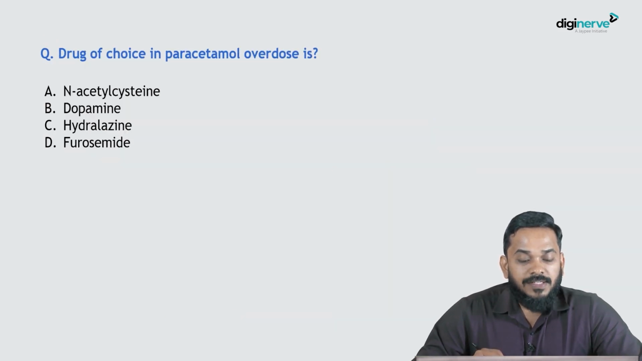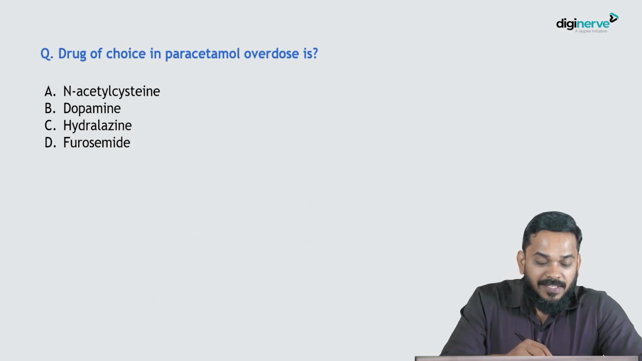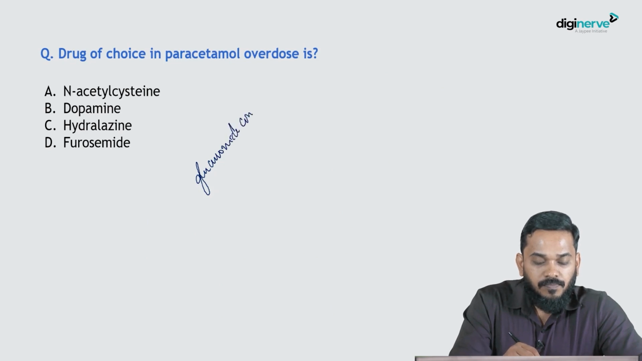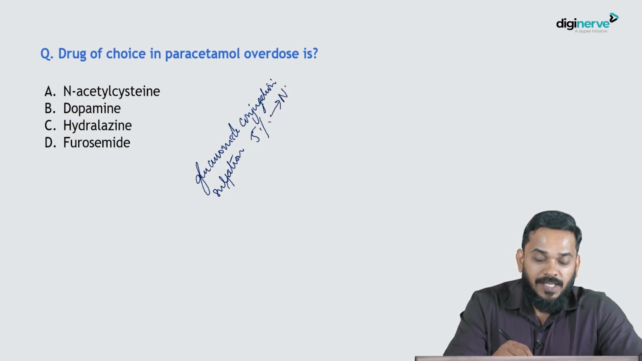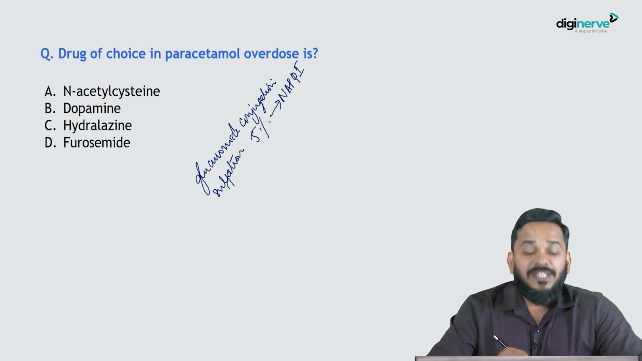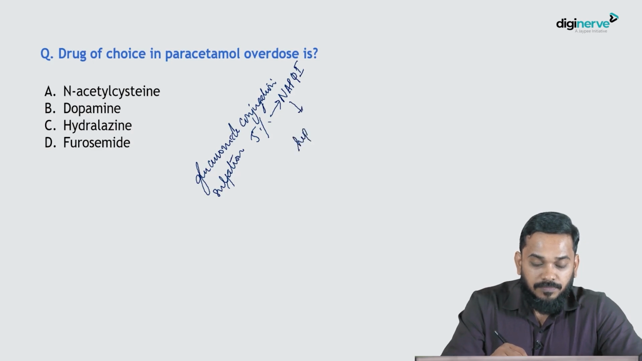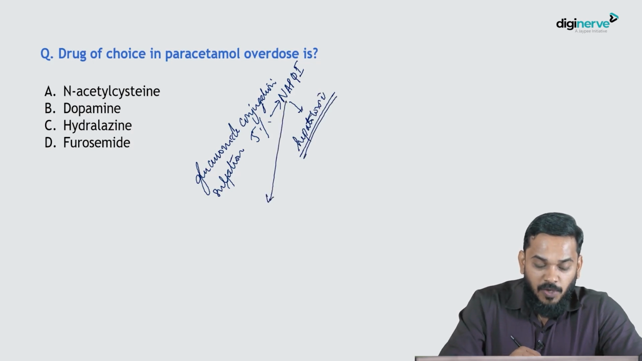Drug of choice for paracetamol overdoses. Paracetamol undergoes glucuronide conjugation and sulfation predominantly. 5% of paracetamol undergoes metabolism by microsomal enzymes, and that will result in the formation of a metabolite called as N-acetyl-p-benzoquinone imine, NAPQI. This is hepatotoxic. At normal levels, this NAPQI is conjugated with glutathione and it is eliminated.